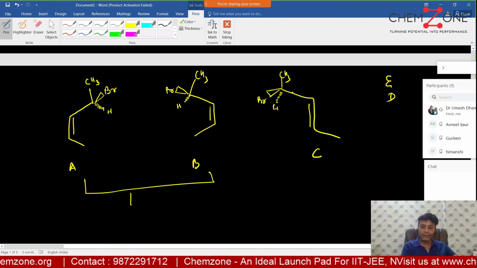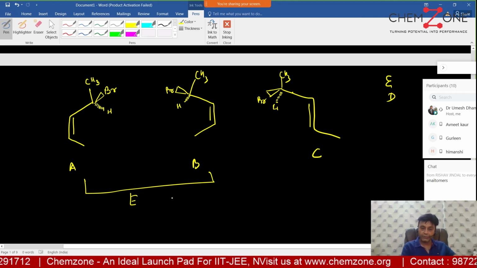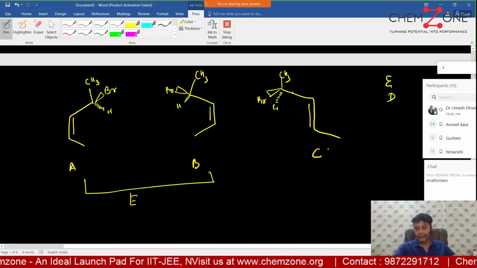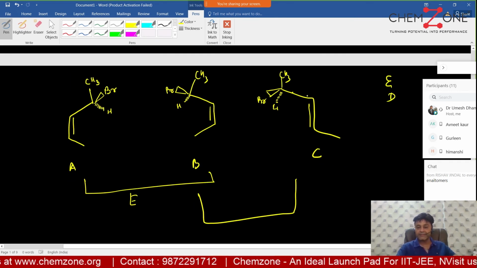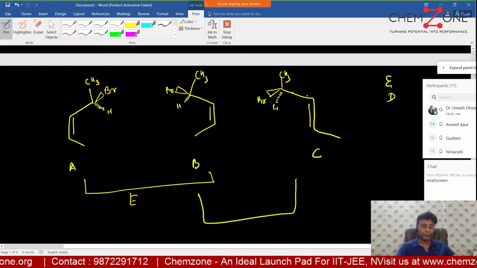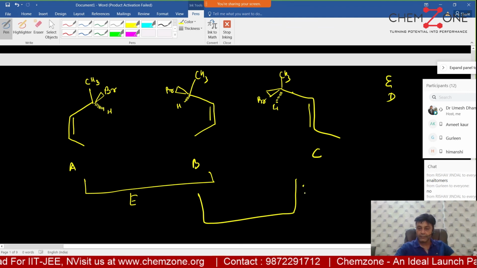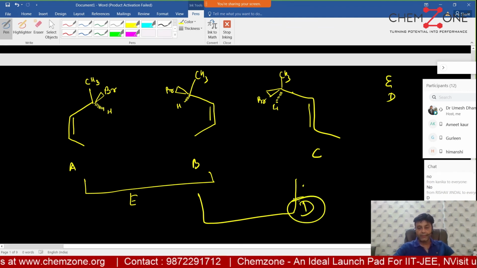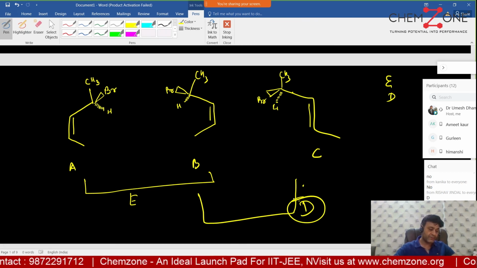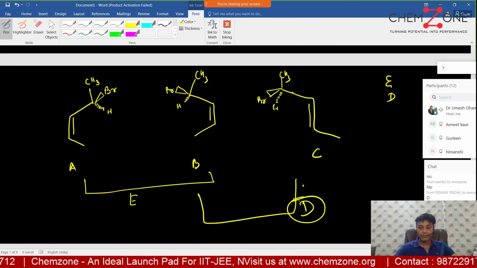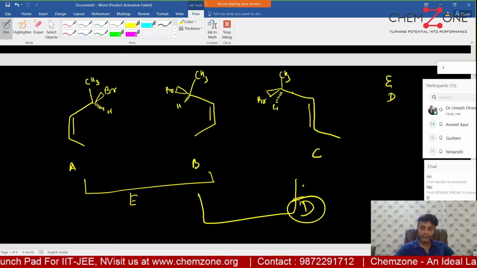A and B are enantiomers of each other. They are non-superimposable upon each other. Yes, Risha, very good. Now you have to tell me what is the relationship between B and C. Are these enantiomers? Yes or no? Or they are diastereomers? These are diastereomers, right? So A and B are enantiomers and B and C are diastereomers. Got it now? These are non-superimposable upon each other, and they are also not enantiomers of each other.